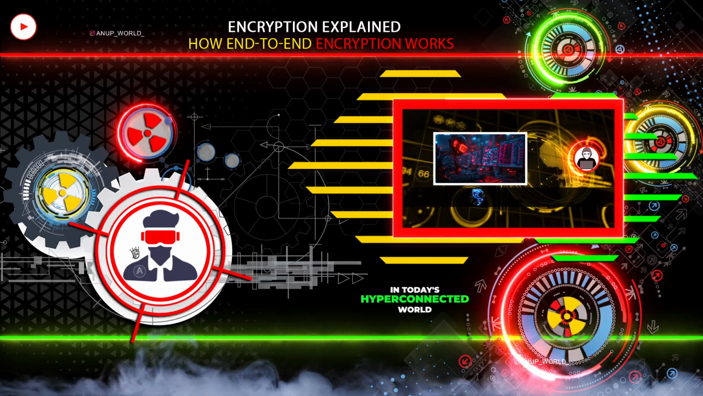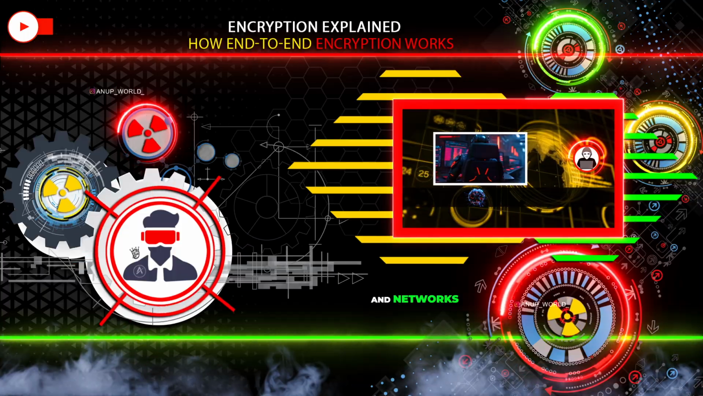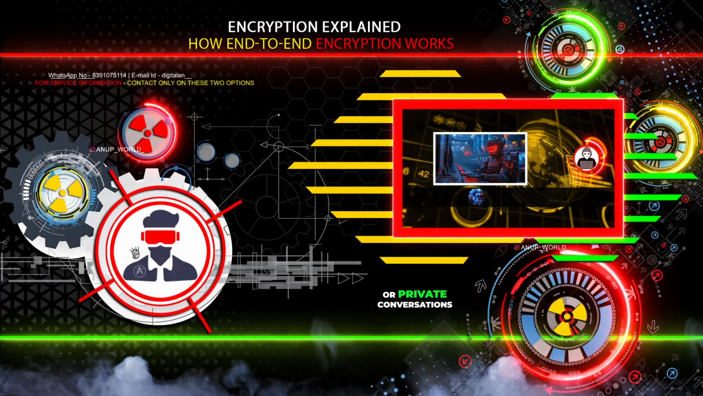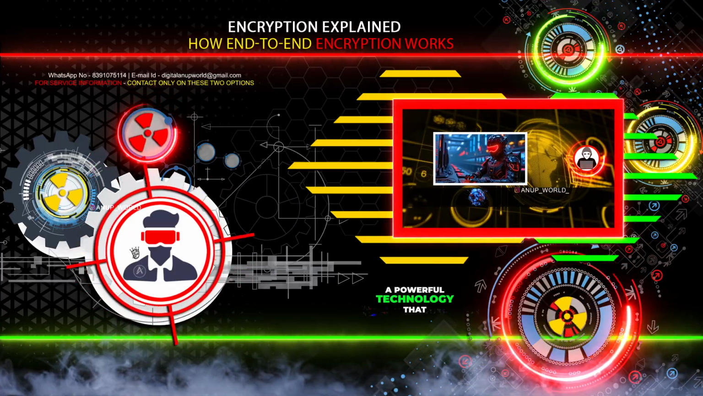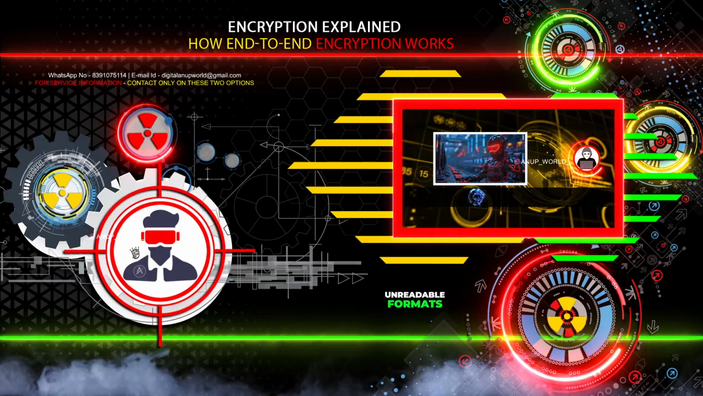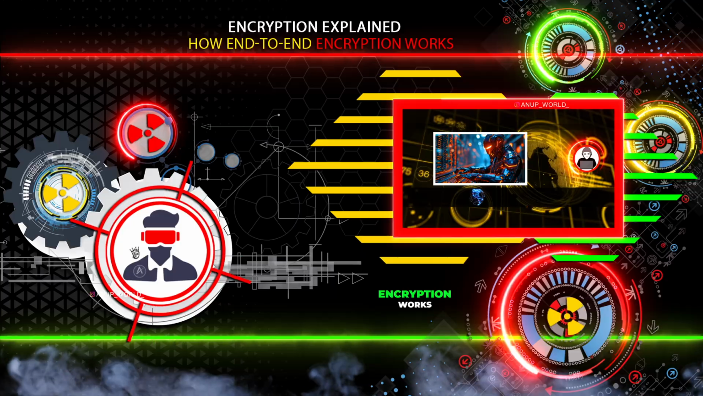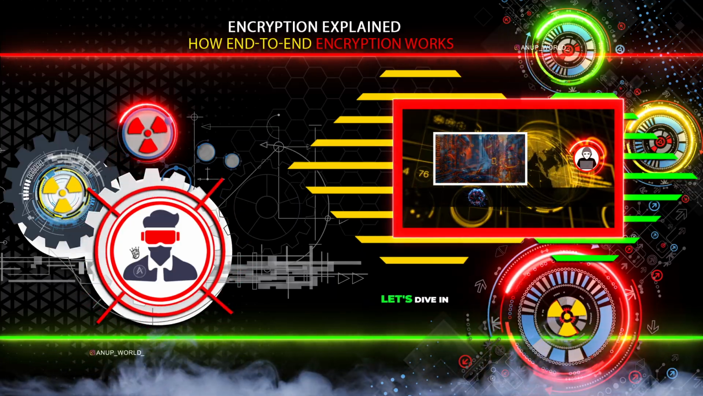In today's hyper-connected world, data is constantly flowing between devices, servers, and networks. But how do we ensure that sensitive information, like passwords, credit card numbers, or private conversations, stays safe? The answer lies in encryption, a powerful technology that scrambles your data into unreadable formats, protecting it from unauthorized access. In this video, we'll break down how encryption works, why it's essential for modern security, and the different types you might encounter. Let's dive in.